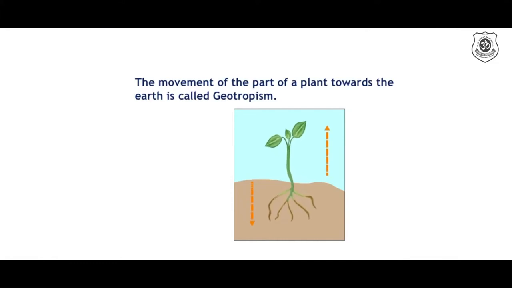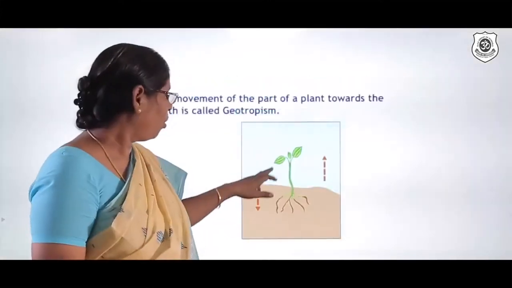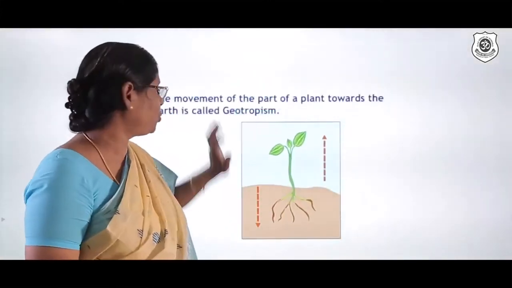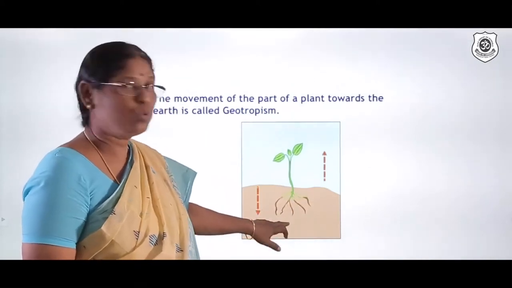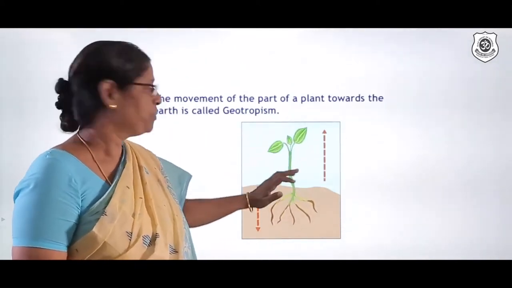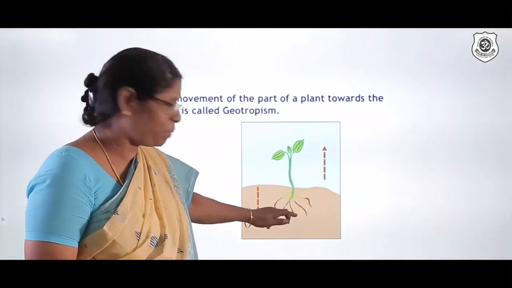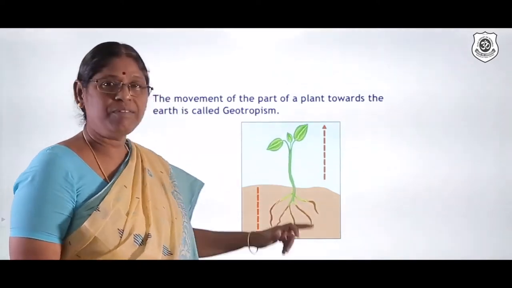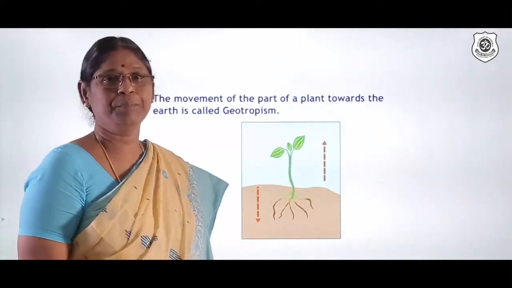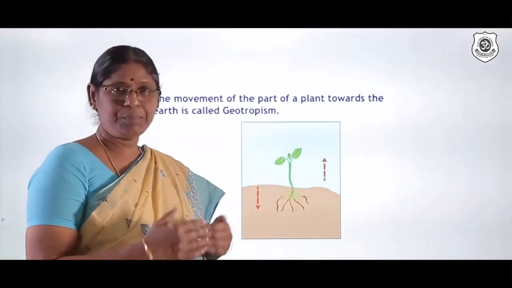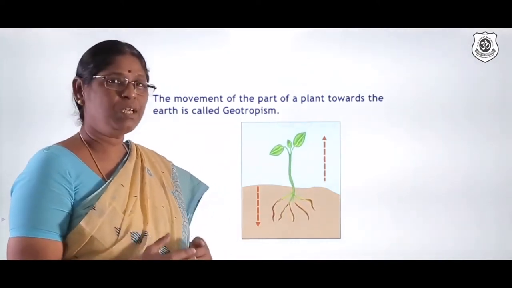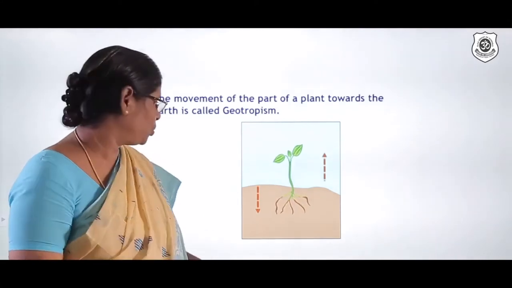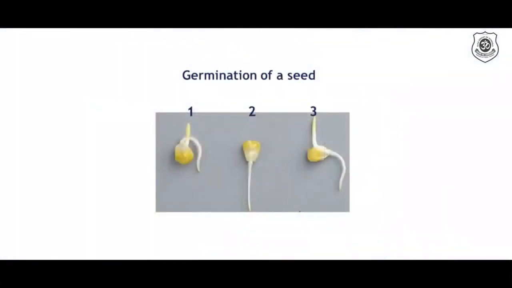Now, this is about geotropism. What is geotropism? The movement of the part of the plant towards the earth is called geotropism. All plants show geotropism. They have roots, stem part, shoots, everything. The shoot part is this and the root part is this. This root part always grows towards the soil only. However you keep changing the position, you will see the roots always growing towards the soil. So that movement is called geotropism.